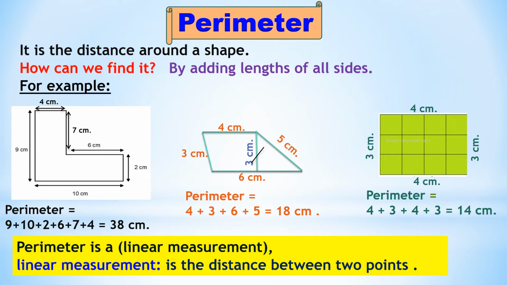So we are finding the perimeter. So we move from one point to the other one. So we can say perimeter is a linear measurement because we are moving through the distance between 2 points each time.